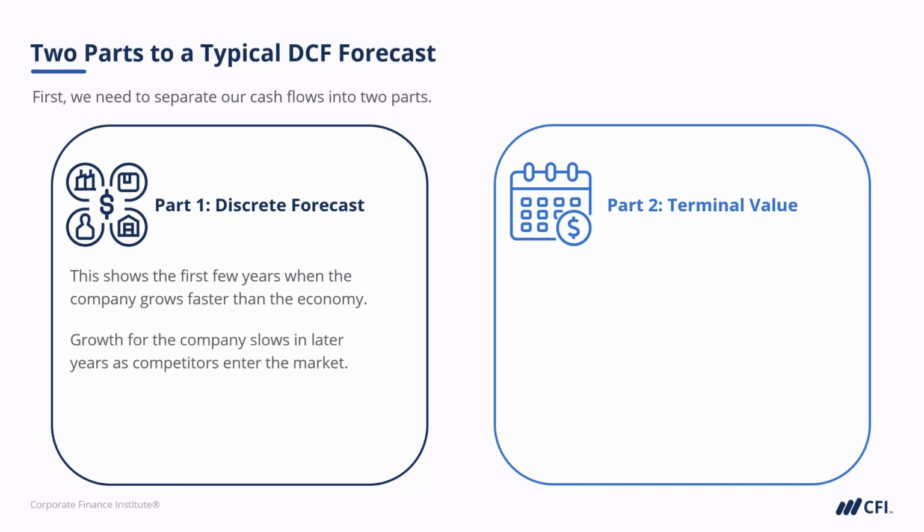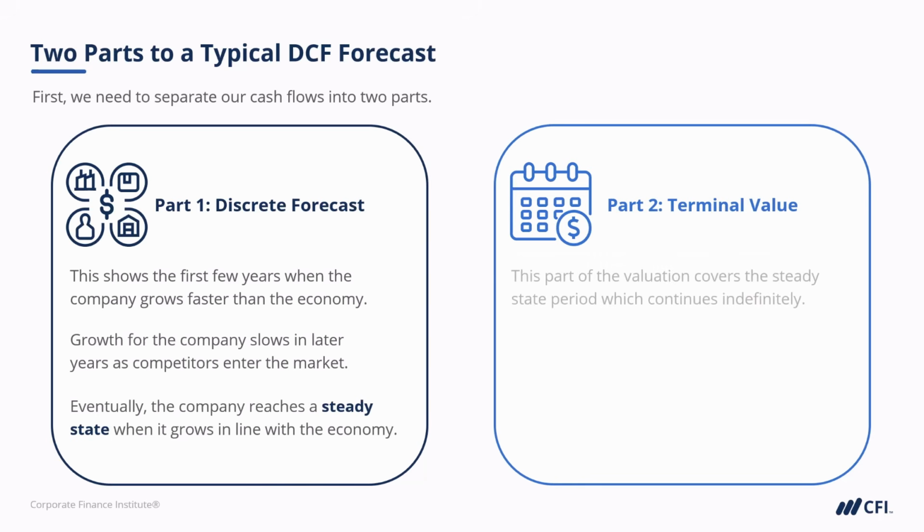What happens, though, over time is that the growth for the company may slow in the later years as competitors enter the market. Eventually, the company reaches a steady state. This doesn't mean that it stops growing, but steady state just refers to when a company is effectively growing in line with the economy, or at the same pace as the overall economy. So when the company reaches a steady state and starts growing in line with the economy, that's the point at which part one has ended and part two has begun.